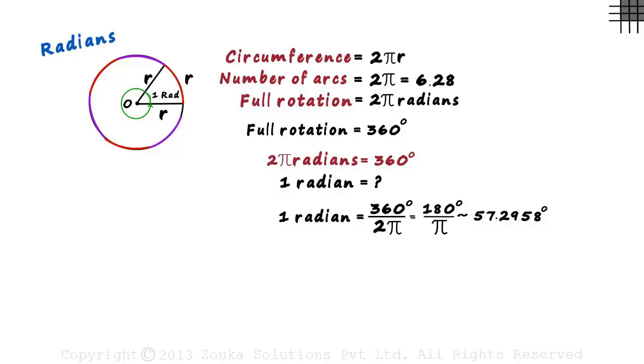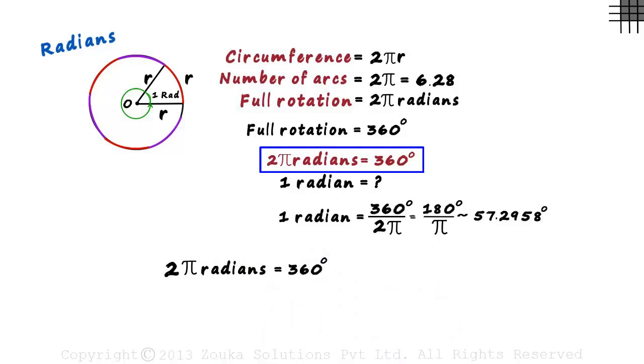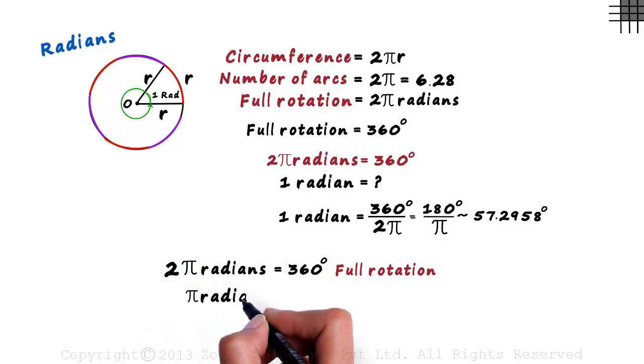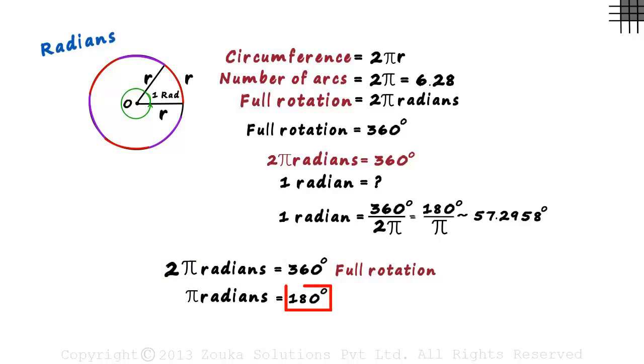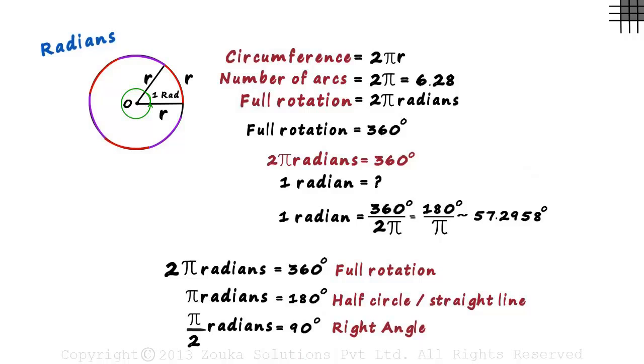There are a few more things we can deduce from what we just learned. 2 pi radians equal 360 degrees. This is actually a full rotation. This means that when an arm rotates completely, it covers 2 pi radians. If we divide both sides by 2, we get pi radians equal 180 degrees. And 180 degrees is a half circle or a straight line. The angle subtended by a semicircular arc at the center is pi radians. And we can again divide this by 2 to get pi by 2 radians equal 90 degrees, which is actually a right angle. So a right angle is equivalent to pi by 2 radians.